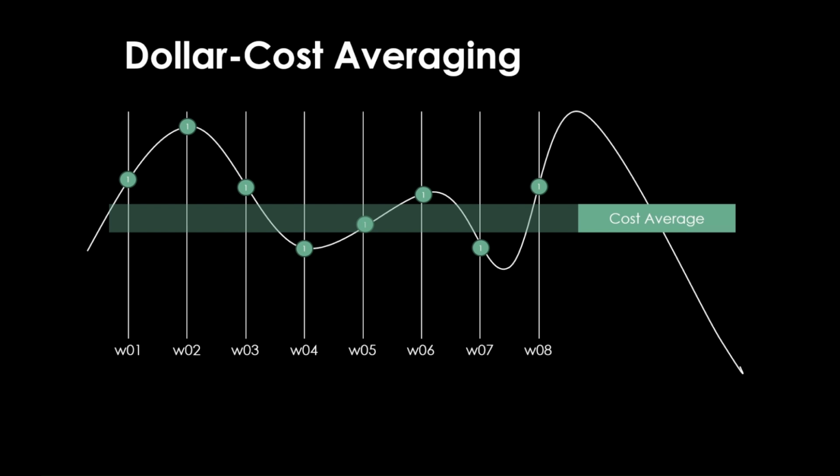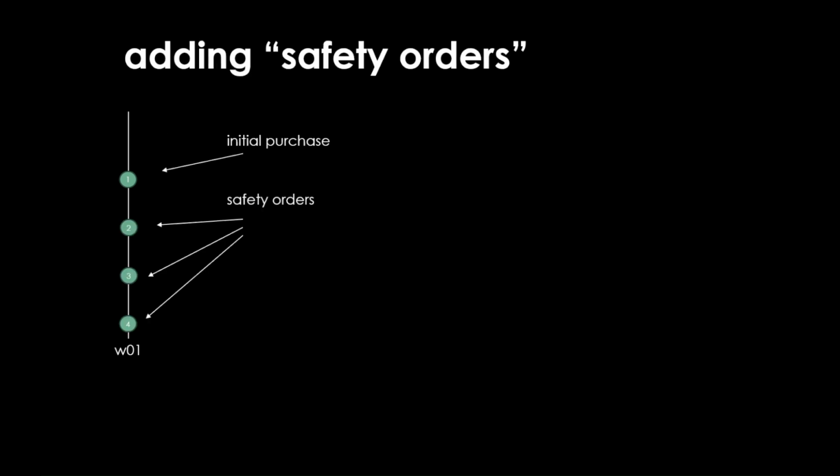So what do I mean by an improved dollar cost averaging? Well, there are two things that I want to introduce to you, in case you are not familiar with them, in how we can improve the price at which we own Bitcoin. And the first one is the safety orders. So we introduce the safety orders for each of our initial purchases.